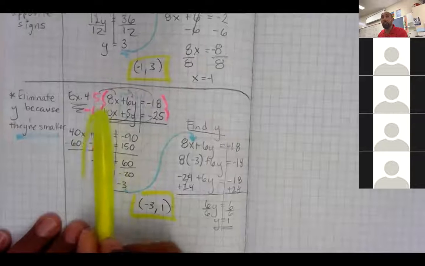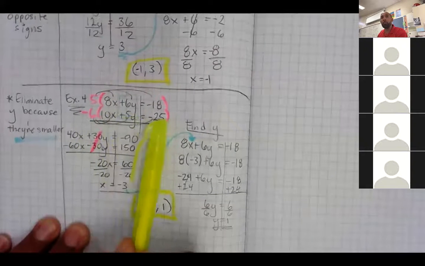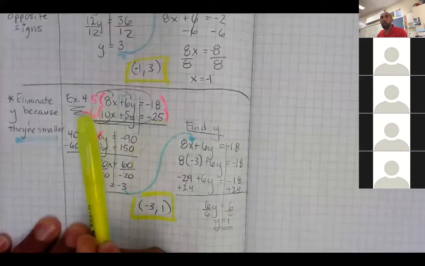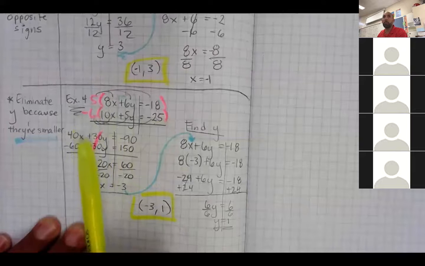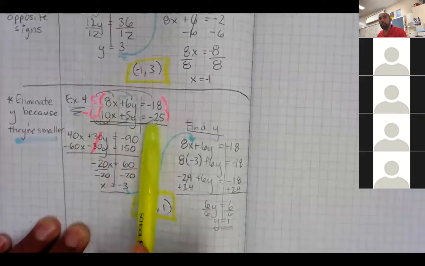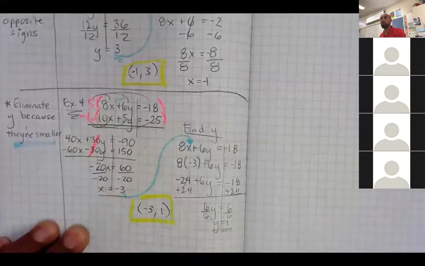And then just be careful as you're multiplying each term. Make sure you're paying attention. Okay, negative times positive, that's negative. Negative times negative, that's positive. Okay, so make sure you're checking that as you go.